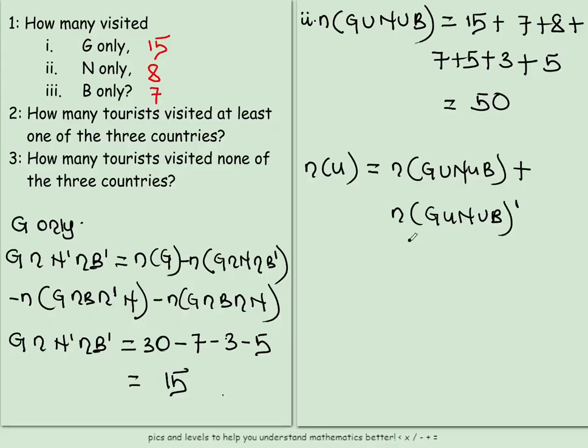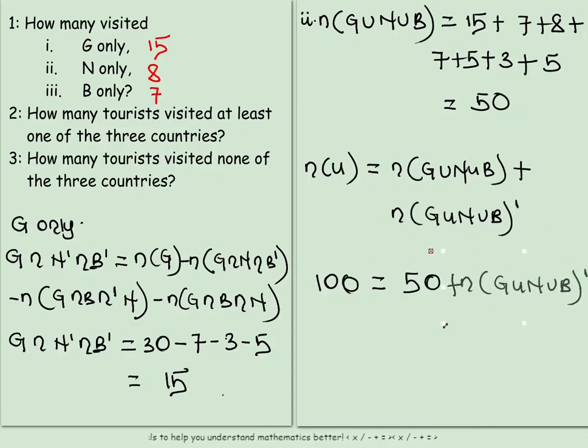So doing our necessary substitutions, we know the universal set was 100. So 100 is equal to, and then we were able to find the union over here as 50. So it's equal to 50 plus the complement, which we do not know and we want to solve. So I'll just put that over here. This is the complement over here.